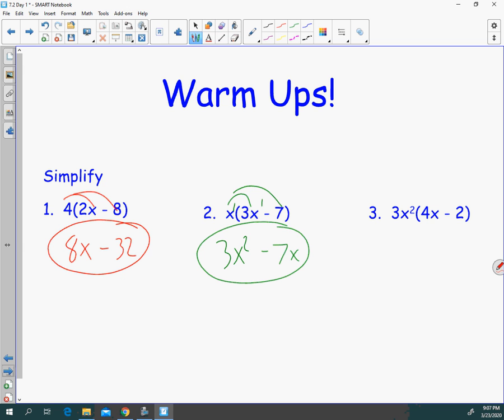Let's do color black. All right, 3x squared times 4x is going to be 12x to the 3rd. 1, 2, 3. And 3x squared times minus 2 is minus 6x squared. Okay? I know I'm going fast, but I just want you to find the patterns real quick. We're going to do more problems, so if you don't get it, just look at those answers. You can just kind of see the pattern. We're just adding and subtracting and multiplying little tiny numbers.